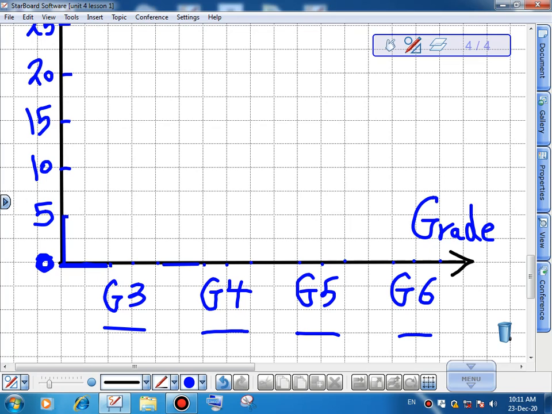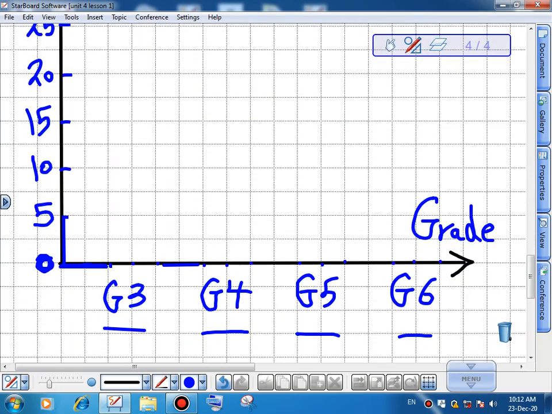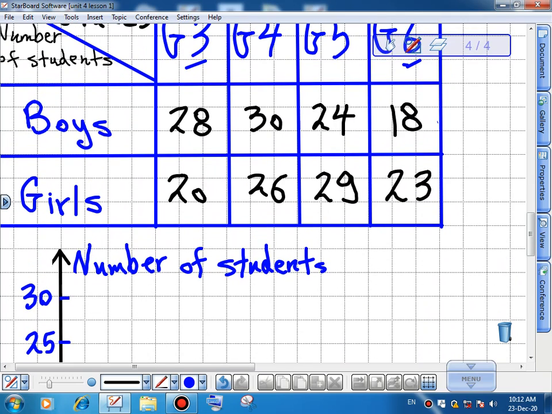Now we need to draw the bar graph. But I have two pieces of information about grade 3. I don't need the number of students in all of grade 3, I need the number of boys and girls. So we first draw the bar of boys, then the bar of girls in the same grade. Look at this. In grade 3, we have 28 boys and 20 girls. The boys are greater than the girls.